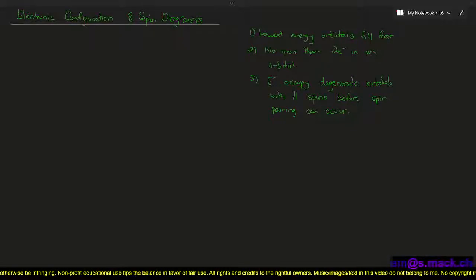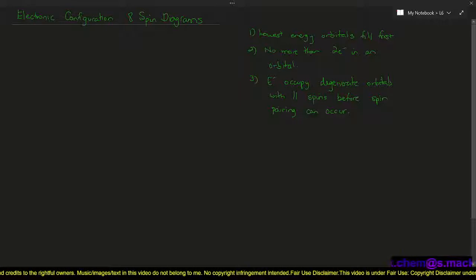Hi guys, in this video we're going to look at writing electronic configuration, and we will also look at how the spin diagrams, which are the electrons in boxes diagrams, are drawn to represent the electronic configuration. Let's look at the element argon. It has an atomic number of 18. Let's look at writing its electronic configuration.